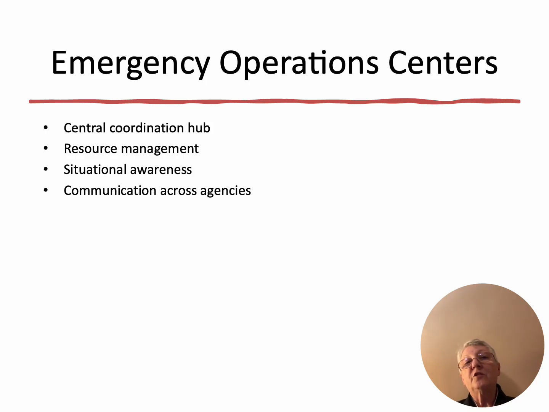When a disaster exceeds local capacity, state resources may be activated. Each state has an emergency management agency that coordinates statewide disaster response. Governors may activate the National Guard to assist with rescue operations, logistics, and infrastructure support.